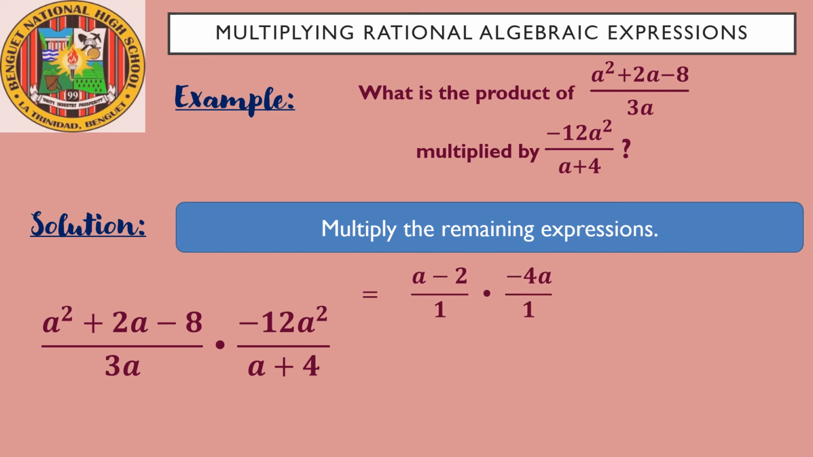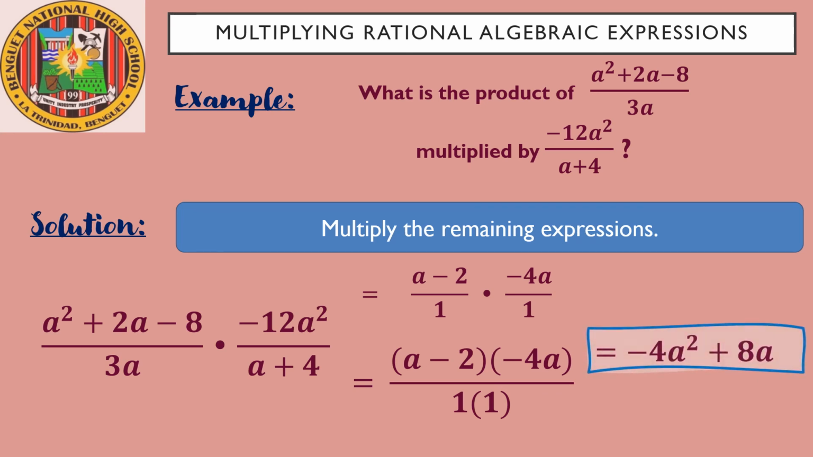We then multiply the remaining expressions. We get the product of the numerators by applying the distributive property on the monomial negative 4a and the binomial a minus 2. For the denominators, we see that what remains is 1, and if we multiply 1 by 1, we get 1. When we do the operation properly, we end up with the final product, which is negative 4a squared plus 8a.